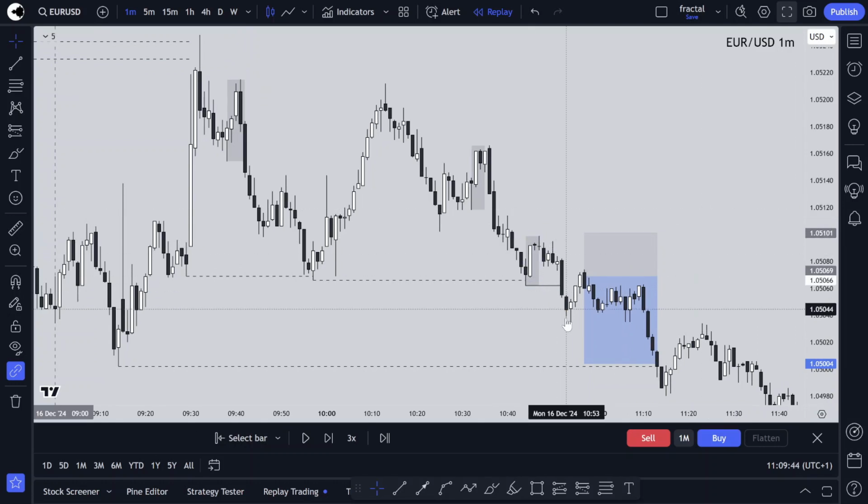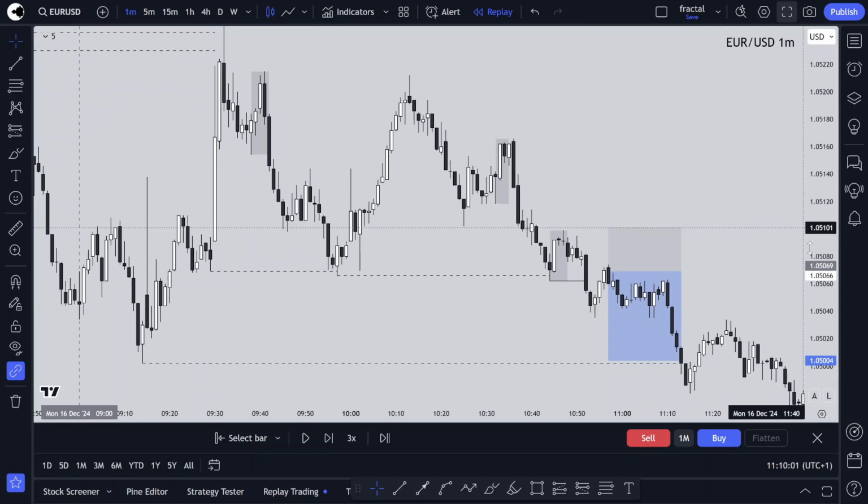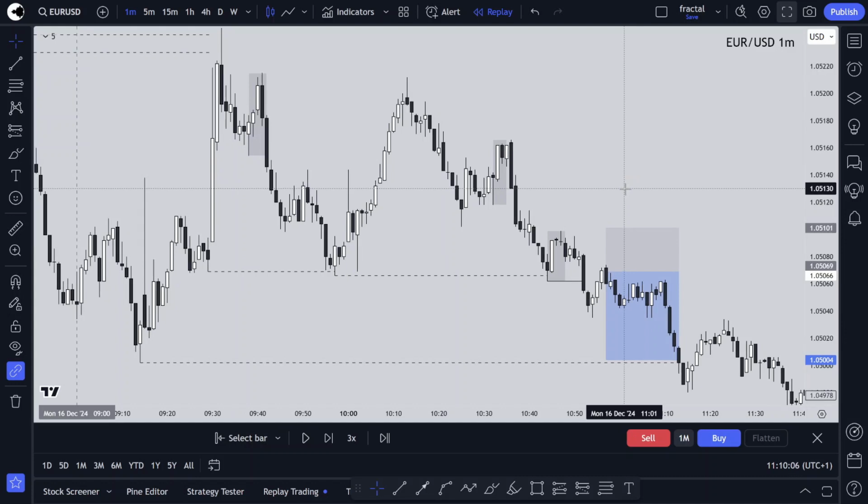So after this push to the downside, I had two possibilities for the short setup. The first one was to sell from this level, and this is what I did, okay? But I also considered the fact that price could go up again, okay? Taking out, for example, this level or this high and rejecting from here.